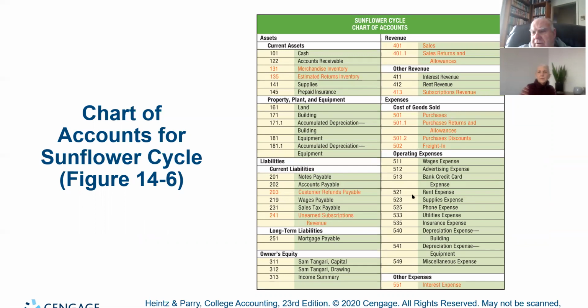Can you read all this easily enough, or you want me to bump it up? You're okay? They're just putting, in red, supposedly new items that we really haven't seen. Merchandise inventory, okay? Out with the old, in with the new. Unearned subscriptions. I mean, we know that, unearned revenue. And we already know about sales returns and allowances and purchases. So there's really very little new so far in this chapter, huh?